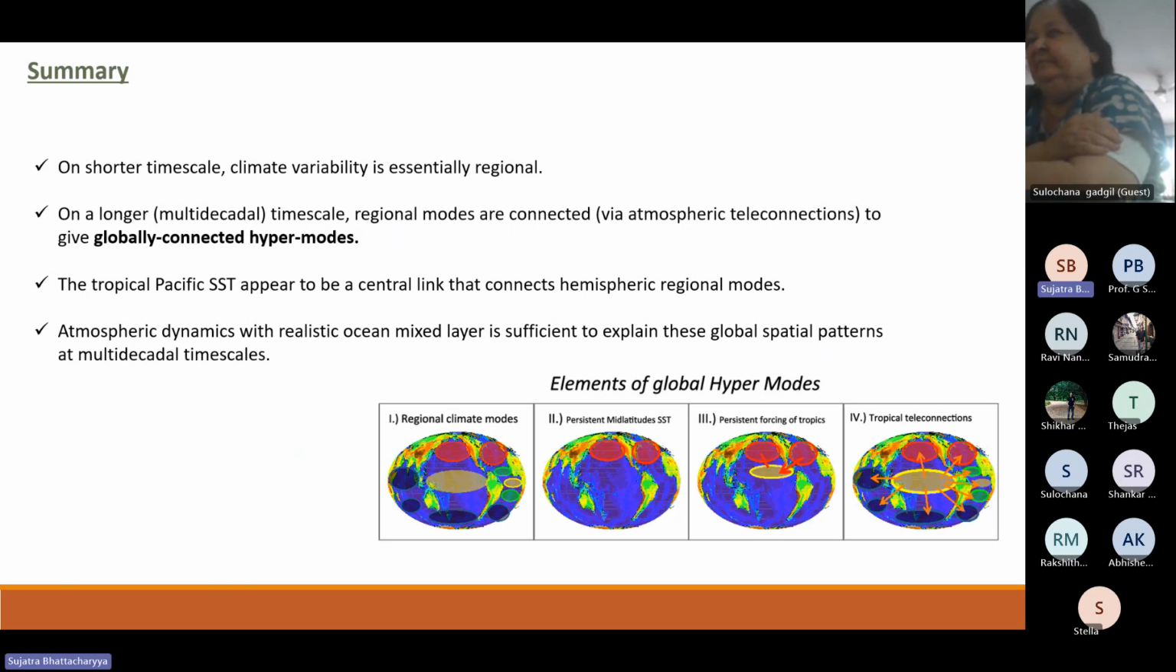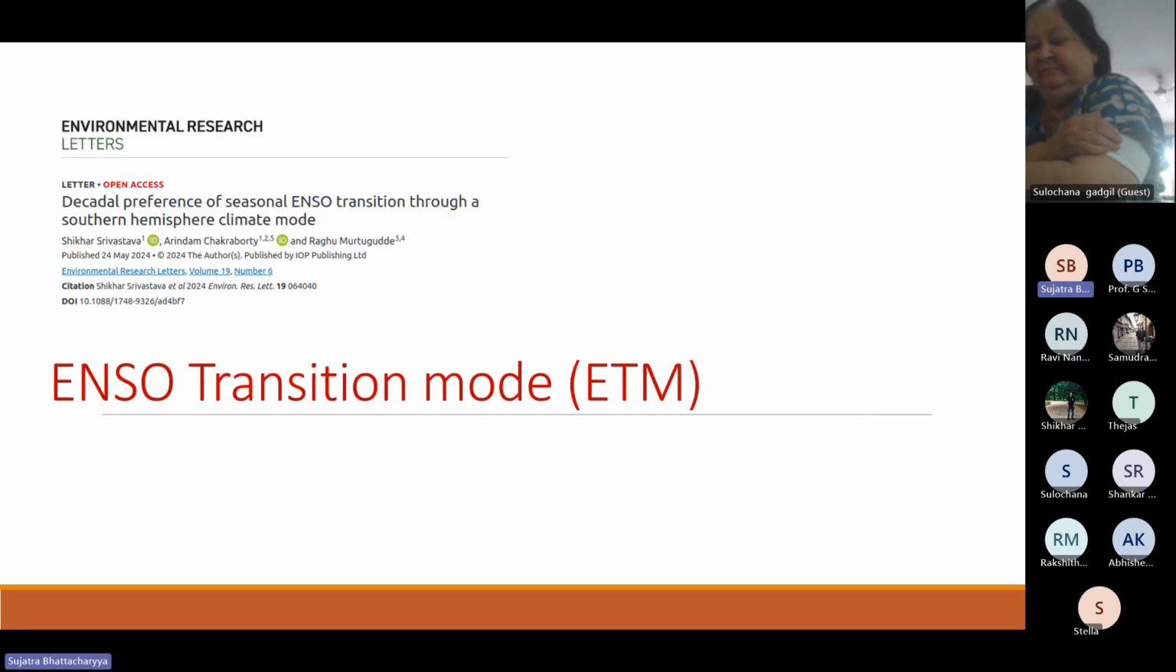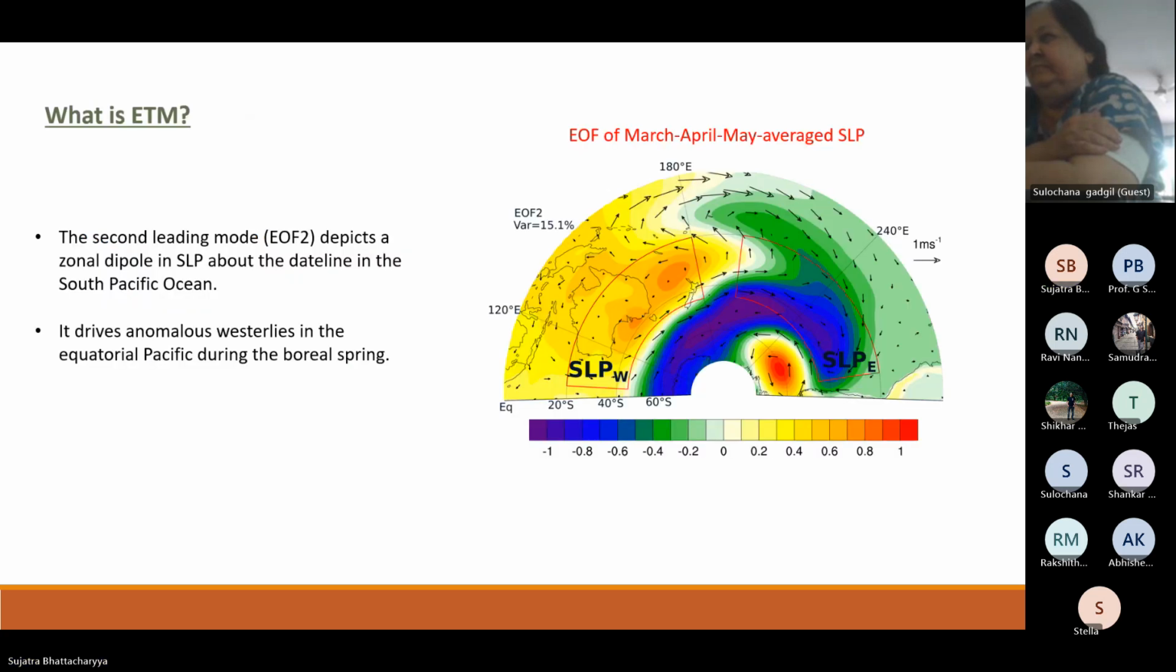Okay, so we can keep in mind that extratropical forcing can have an impact on the tropics. Now we'll talk in the second part, which is much more interesting, I guess, because it is related to what is happening in the current 2024 ENSO evolution. This is something we have found, called the ENSO transition mode. So what is ETM?